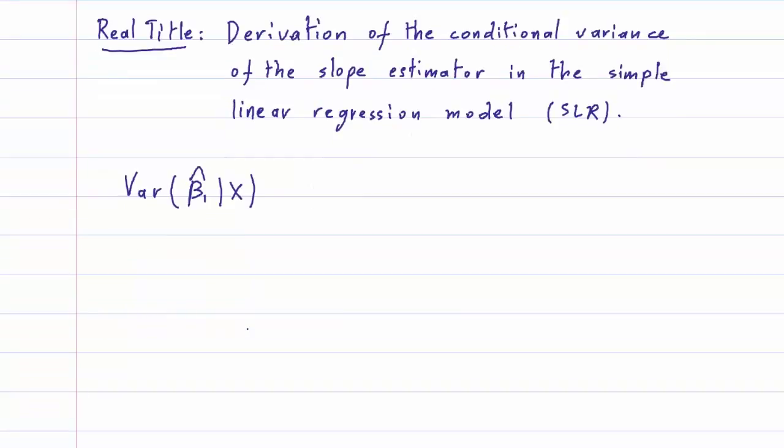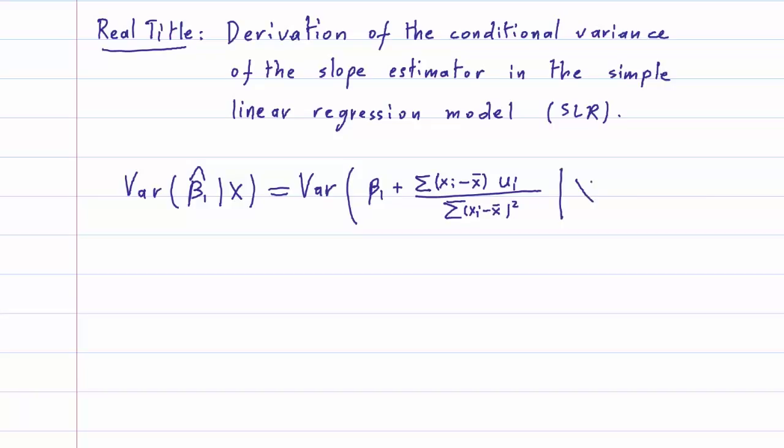So for this, we are going to start with the second form of the slope estimator, which is beta 1 plus the sum of (xi minus x bar) times ui over the sum of (xi minus x bar) squared. If you don't remember where this formula comes from, just go and check the video about the unbiasedness of the slope estimator. It's the first thing we derived.